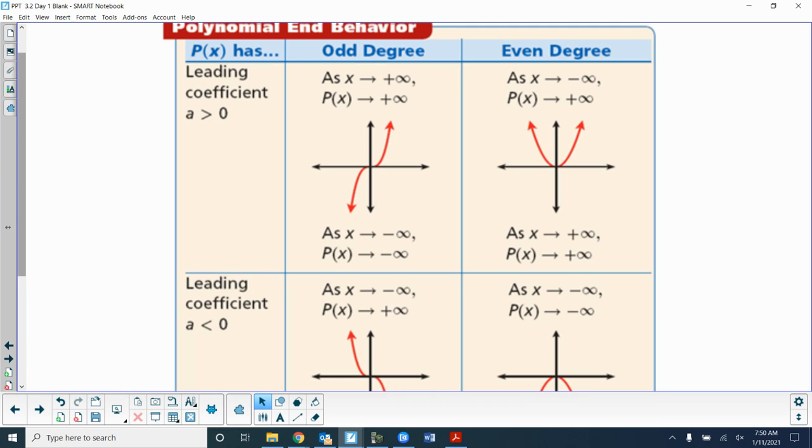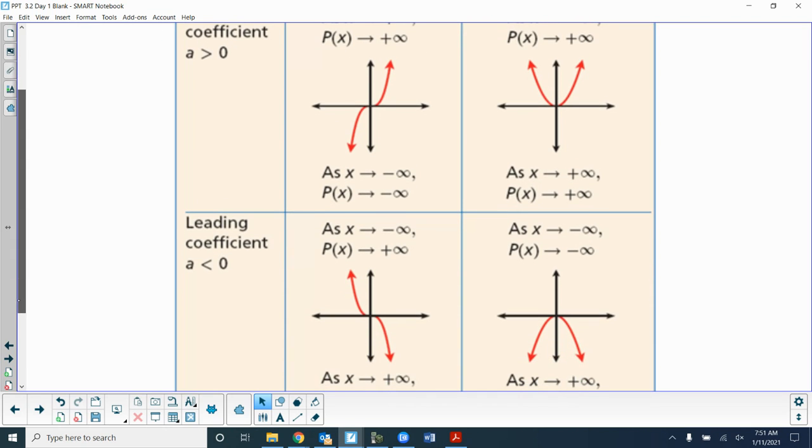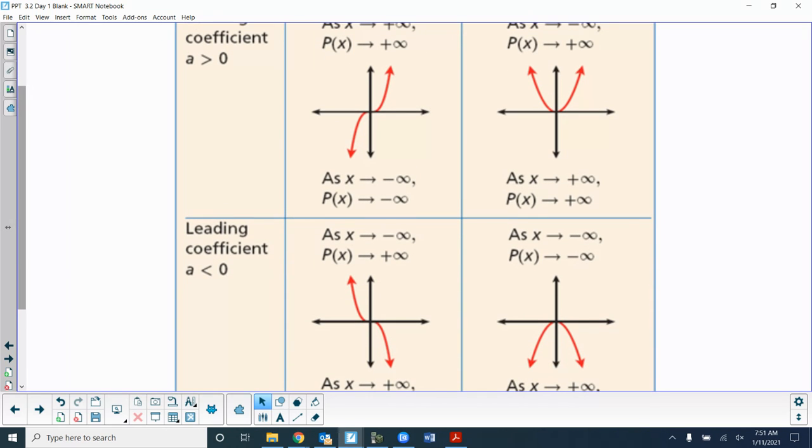If the degree is even, then the two ends go in the same direction. So the leading coefficient tells us the far right, this end, towards positive infinity, up or down. Positive leading coefficient, this end's up. Negative leading coefficient, the far right is going down. Odd degree, they go opposite directions. So these two are going opposite directions. Even degree, they go in the same direction, the two ends.